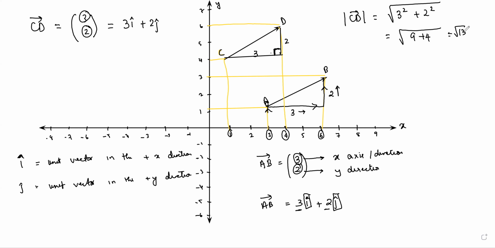In general, if we have a vector PQ, which is x units in the x direction and y units in the y direction, then the magnitude of PQ can be found using the Pythagoras theorem as square root of x squared plus y squared. And this is true for every vector that there is.